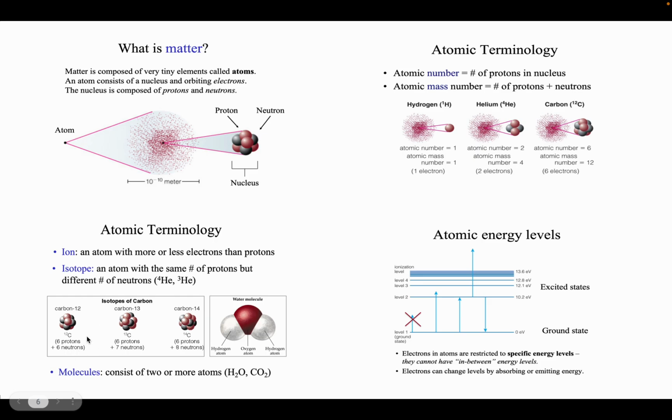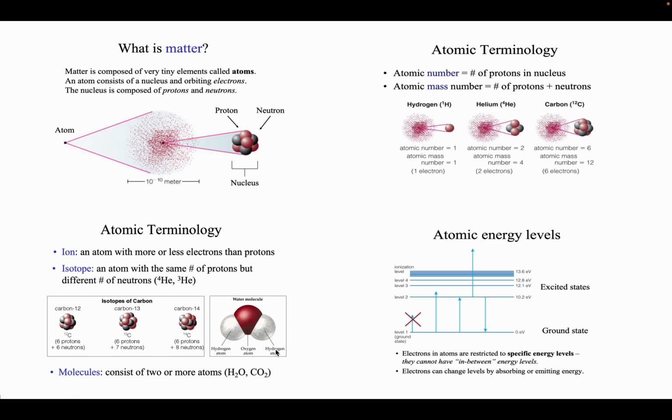carbon 12 form. And also there are molecules that consist of two or more atoms, such as H2O and CO2. H2O consists of two oxygen atoms and one hydrogen atom. Sorry, two hydrogen atoms and one oxygen atom. And carbon dioxide consists of one carbon and two oxygen atoms.